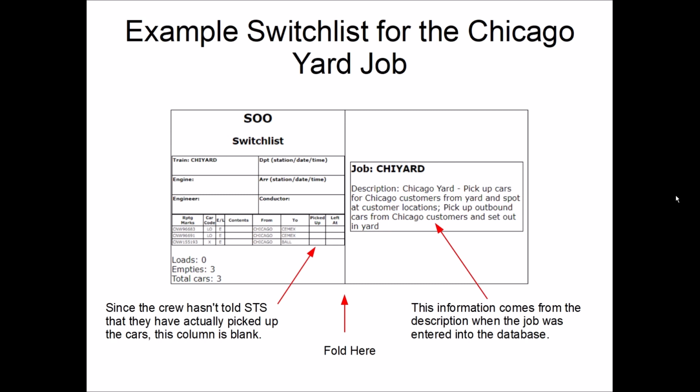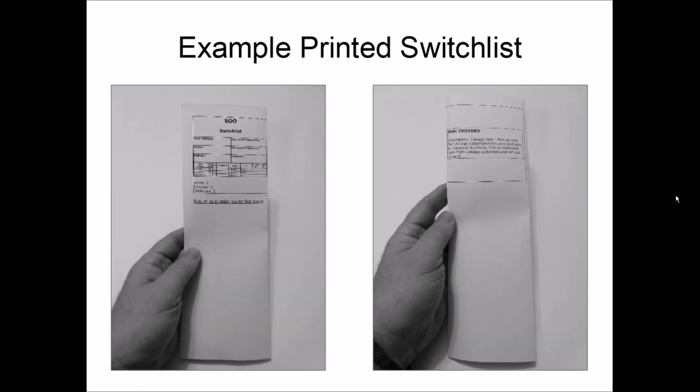Over on the right-hand section, you see the job description. This is the information that you entered when you set up the job. It can be as detailed as you wish or as broad as you wish, depending on the experience of your crews. You can print this switch list as well, so you can either look at it online or print it. When you print it, it's meant to be folded in half, similar to the prototype waybills. The front side will contain the cars that you need to pick up, and on the back side are the instructions.